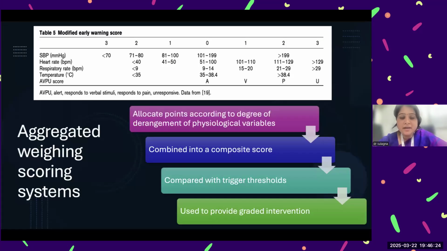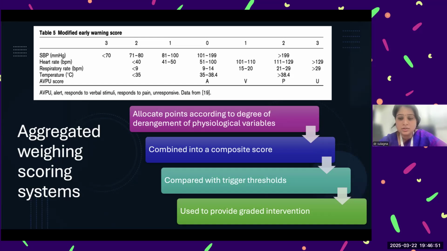Next comes the aggregated weighted scoring systems. Now, these are made by allocating points according to the degree of derangement of physiological variables. Then these points are combined into a composite score, and they are compared with trigger thresholds. So the trigger thresholds are devised, and when these trigger thresholds are reached, the alarms are generated.